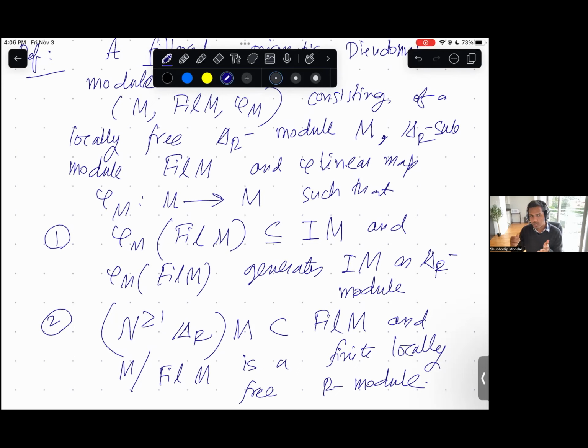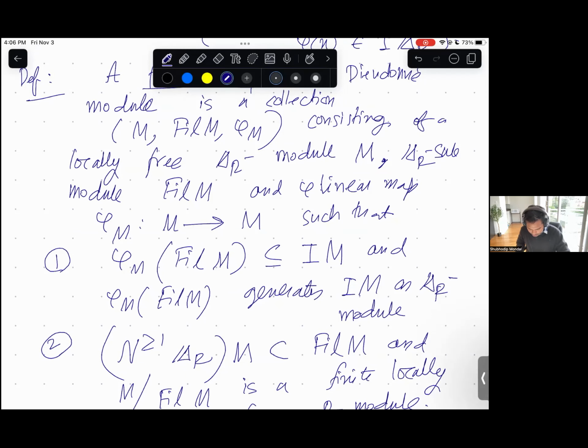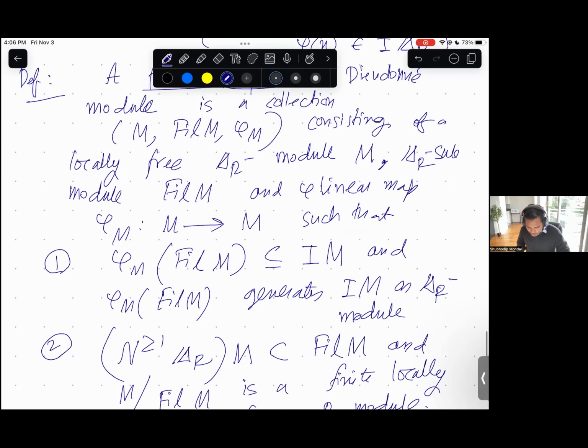So I think it should also be possible to view this whole structure of a filtered Dieudonne module as having the structure of an F-gauge, where we probably remember all the data of the Nygaard filtrations and so on. But in this case, not all of them are necessary, and the first one determines all of them.